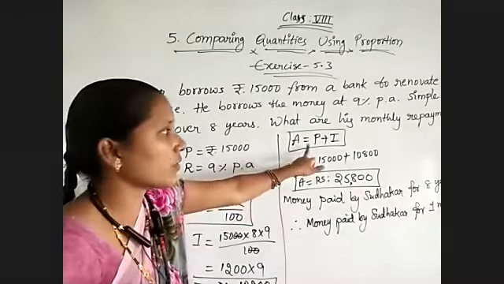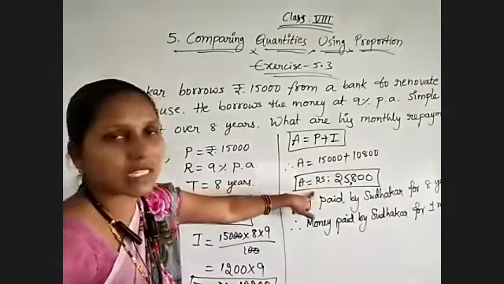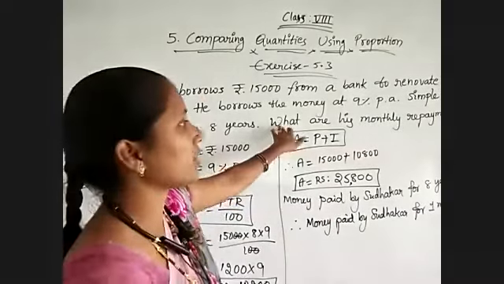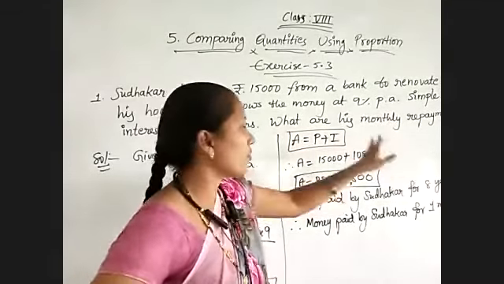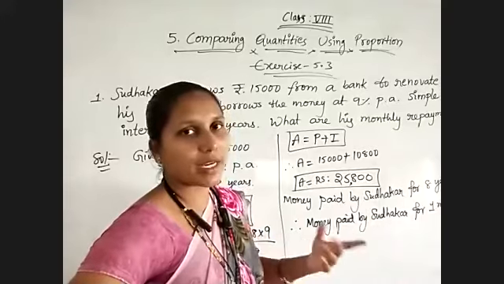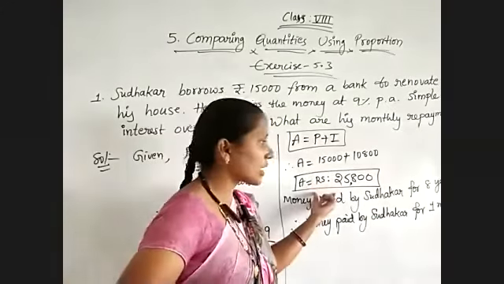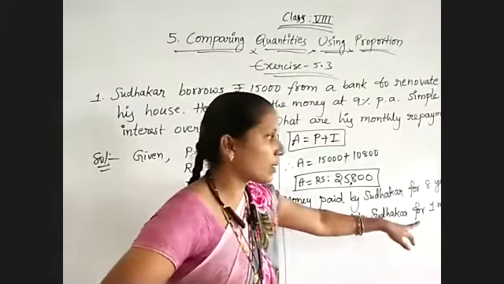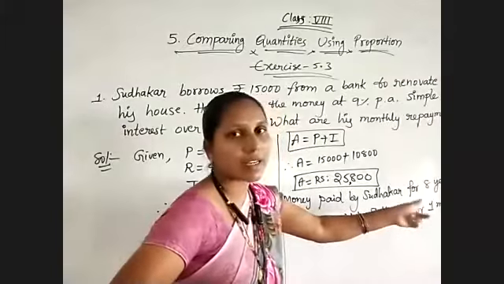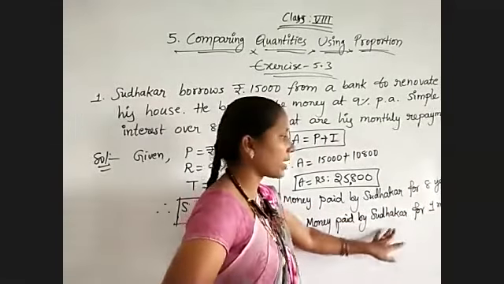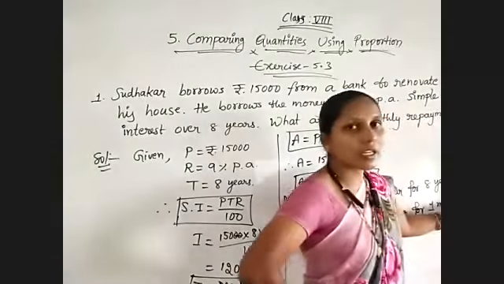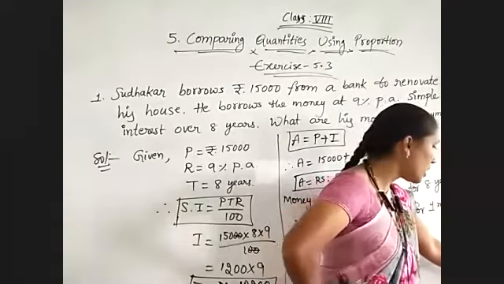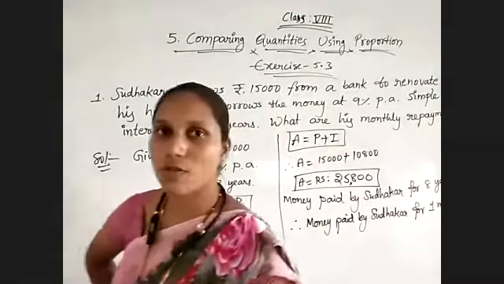So amount is equal to principal plus interest. So this much amount he is paying after 8 years. But the question is, what are his monthly repayments? For 1 month, how much he needs to pay to the bank, we must find. So total amount 25,800 is for 8 years. 1 year has 12 months, so 8 years have 8 into 12. So the money paid by Sudhakar for 1 month is equal to 25,800 by 8 into 12. After the calculation, he is paying 268.75 rupees for 1 month.